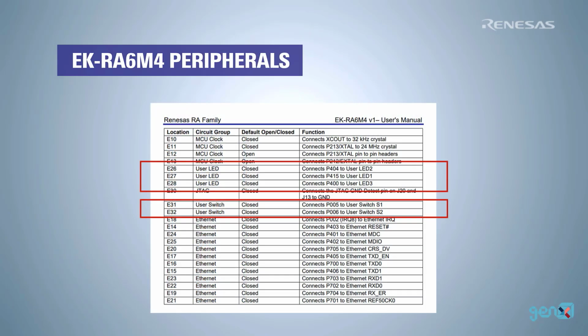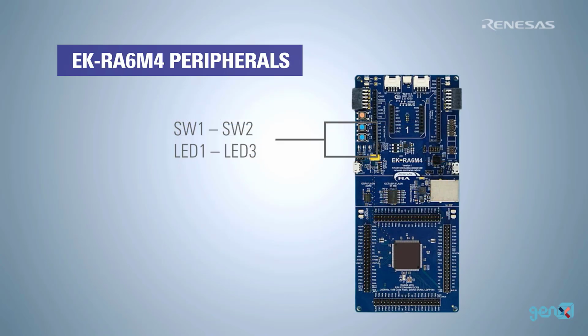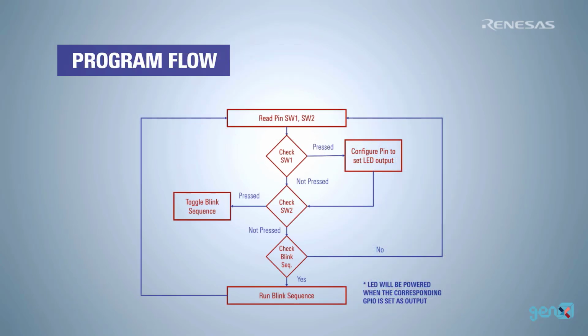The EK board comes with user configurable LEDs and 2 user buttons. To access these peripherals, the corresponding pins need to be configured as input for the switches and output for the LEDs. We are going to write a program that will configure the LED pins as output on the press of a button and then toggle a blink sequence on the press of another button. The LEDs will not light up unless their pins have been configured as output, regardless of the status of the blink sequence. This will show an effective use of the pin read, pin write, and pins configure APIs.